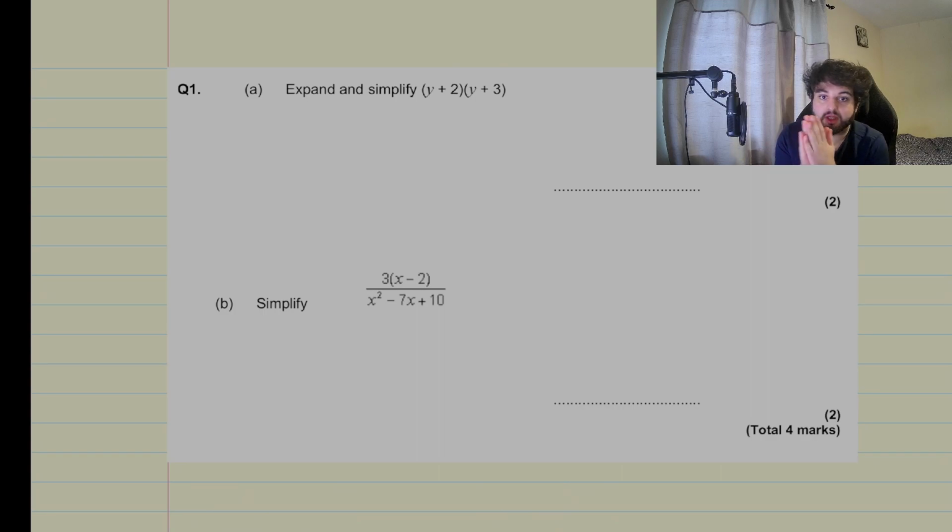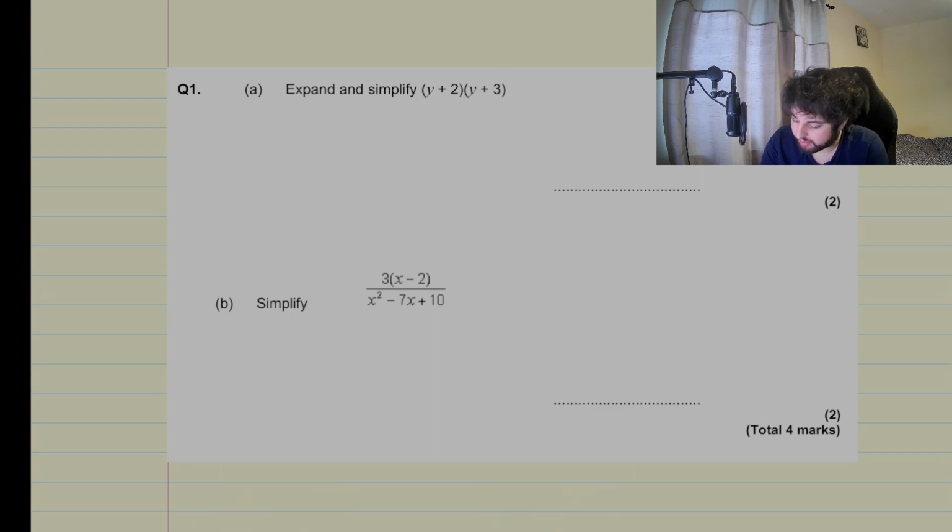Today we're going to be doing another question that you will find in a GCSE maths paper, a higher paper. And it's quite simple. I think it's a pretty easy 4 marks you can get from this question. So let's just go over it.